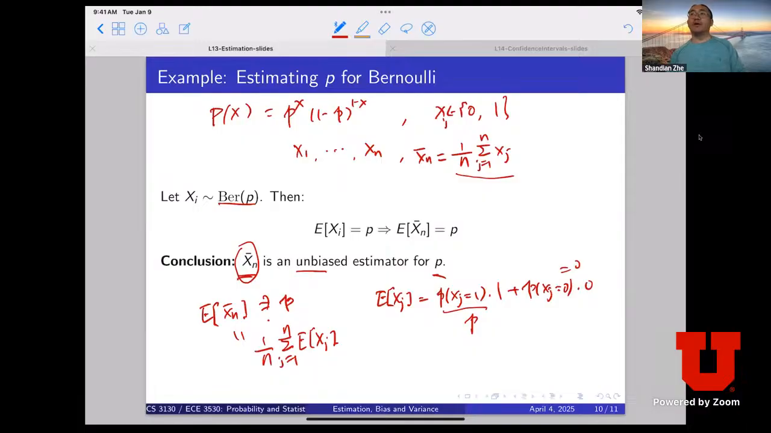So it's a well-known result that for the Bernoulli random variable, the expectation is the probability, the chance to see success. So that means the average of all those n expectations will just be p. We see that the expectation of the estimator is exactly the same as the ground truth. So we conclude the sample mean is an unbiased estimator of p.